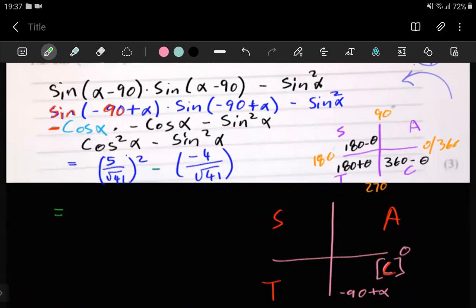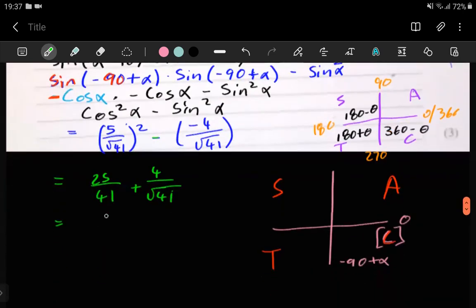So here, maybe if we don't use a calculator, 5 squared is just 25. The square root of 41 squared is going to give you 41. And then a negative and a negative will just give you a plus. So then this is what you'll have. And I promise you, as long as you have all this written out, you can just throw this in your calculator.